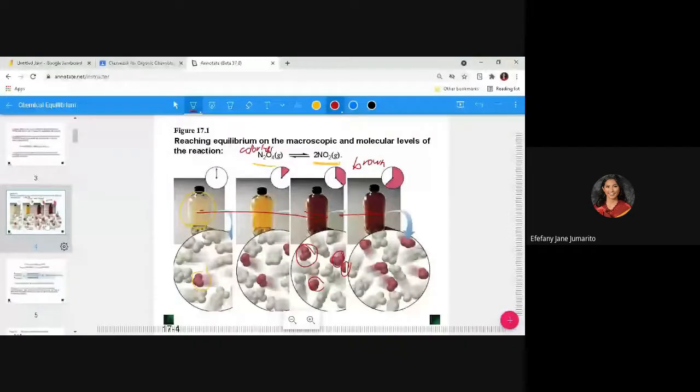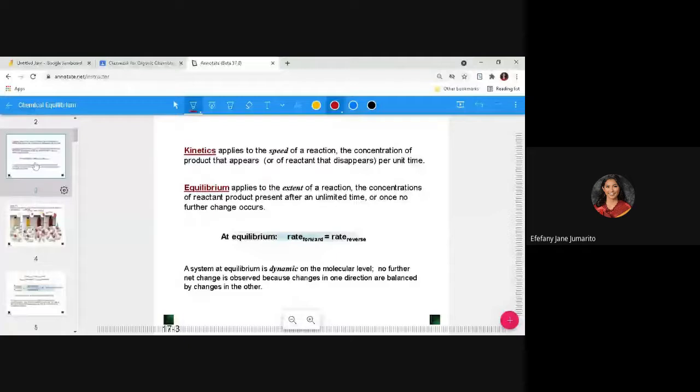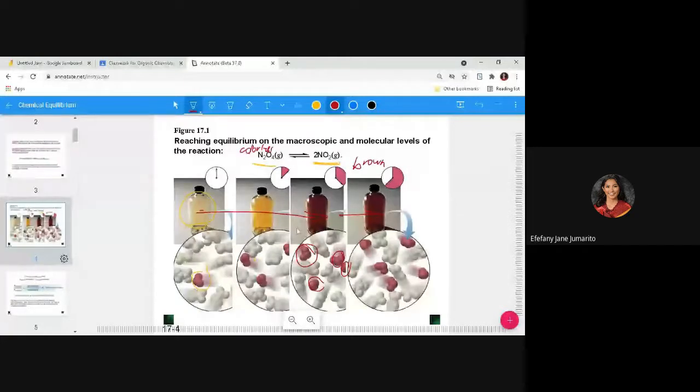Okay, so let's go. At equilibrium, no net change. The rate of the forward and the reverse are equal because it has reached its dynamic equilibrium. Just like here at the macroscopic level, from a bigger point of view, we can see that there is no change of color because it has reached equilibrium. Whereas in 1, 2, and 3, it changed, going forward until it becomes brown.